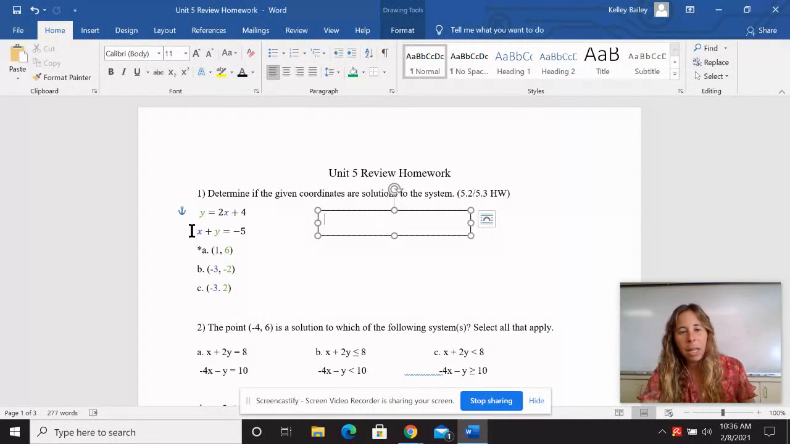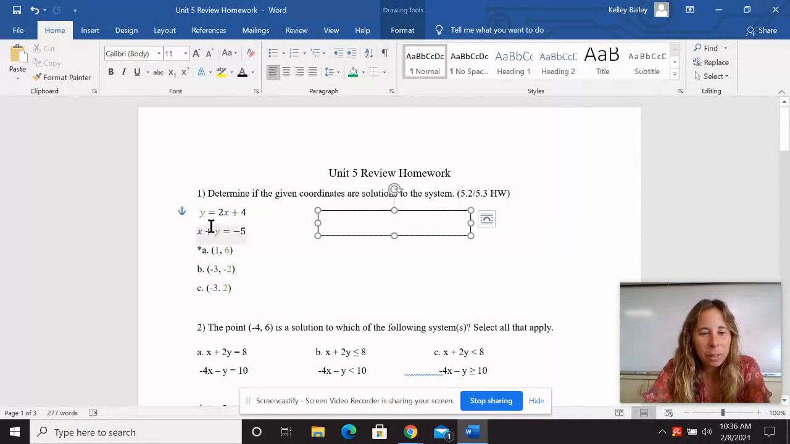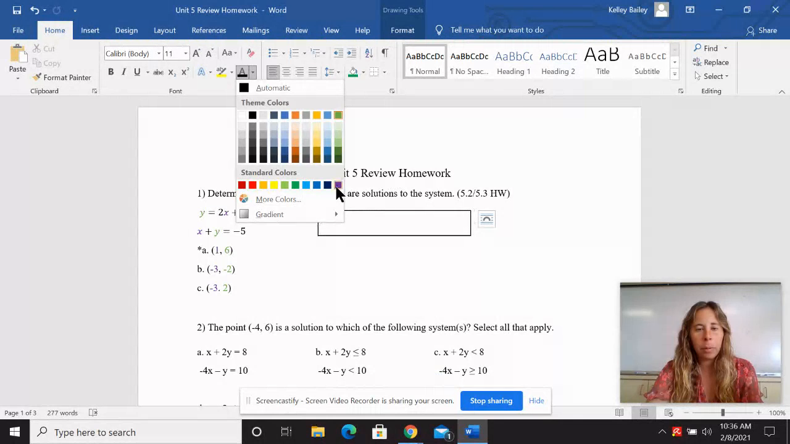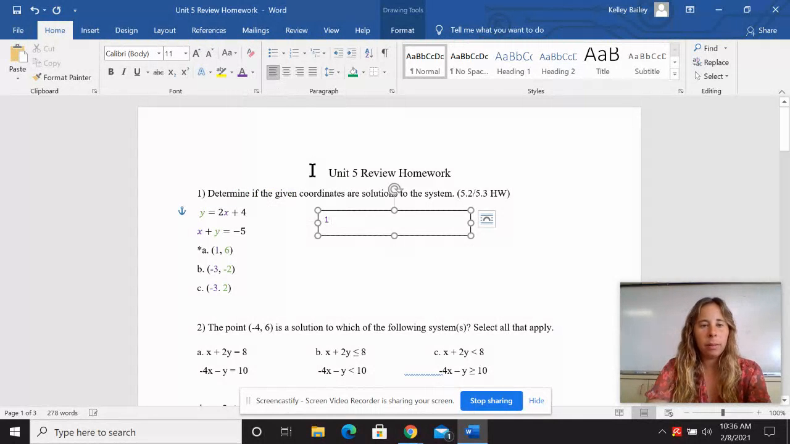Okay. Anyways, so next equation is x plus y equals negative 5. So x is 1. Make it purple. So that means 1 plus y, which is 6.